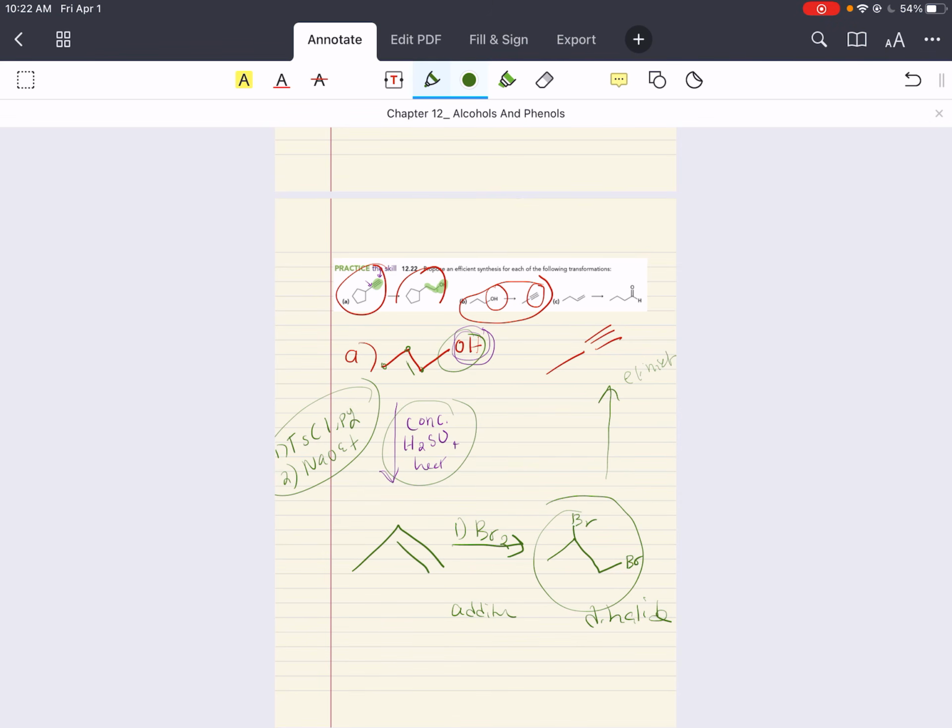Now that we have this dihalide, what we can do is treat it with excess sodium amide and water to take the dihalide into a triple bond. And this synthesis pathway will take us from our primary alcohol all the way to a triple bond.